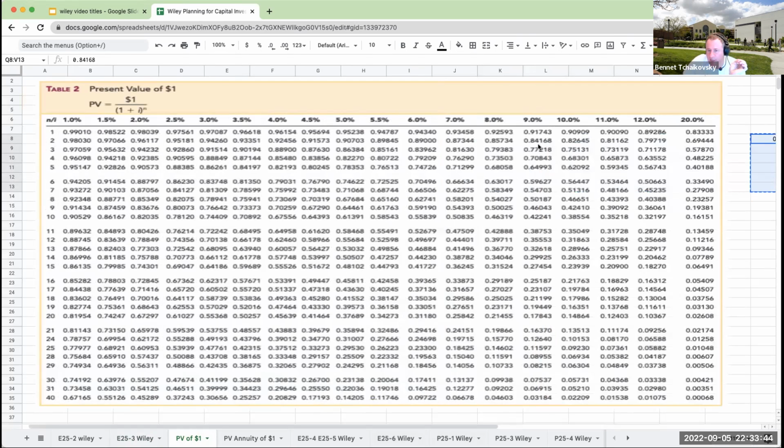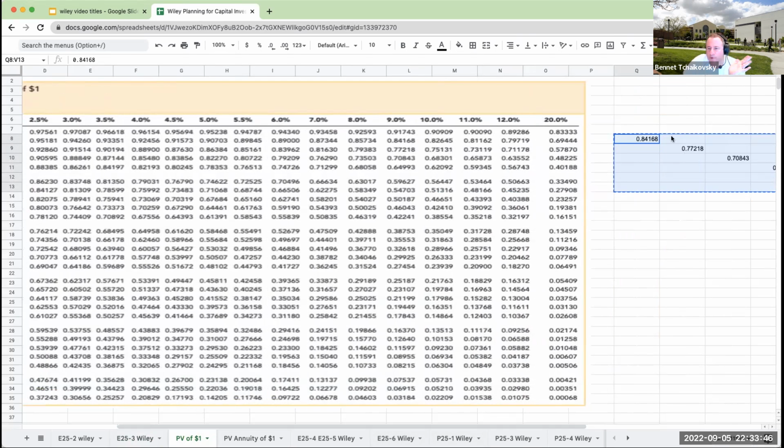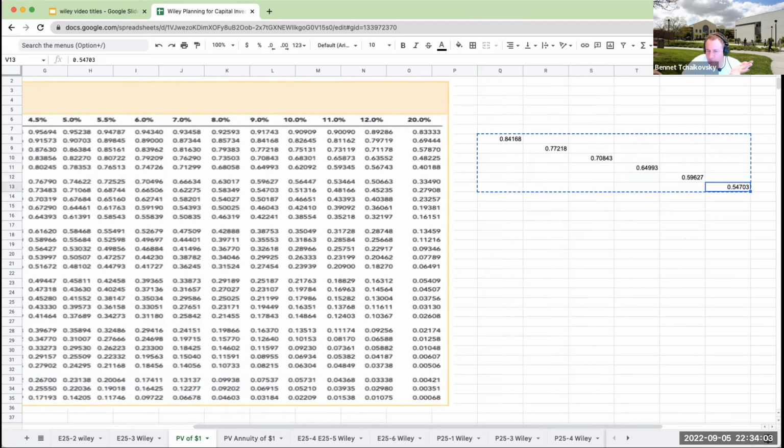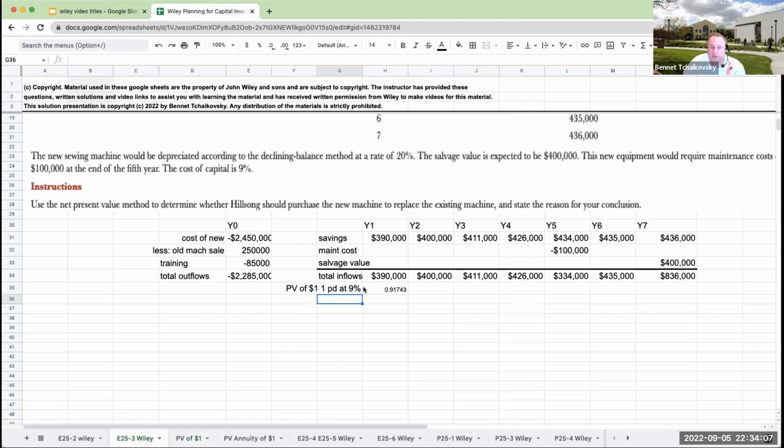So what I'm going through and doing is that each one of these dollar amounts, in year 2 at 9%, it's 0.84168. Year 3 or period 3, 0.77218, 0.70843 for year 4, 0.64993 for year 5, 0.59627 for year 6, and 0.54703 for year 7. So let's go ahead and put those in over here.